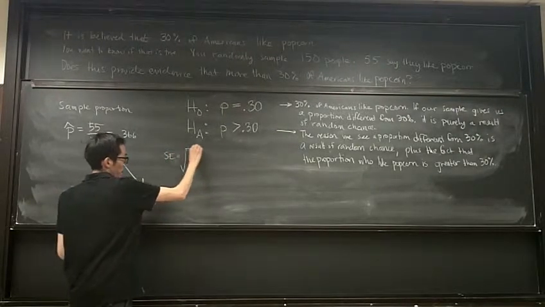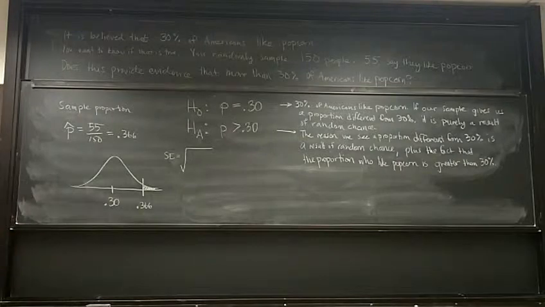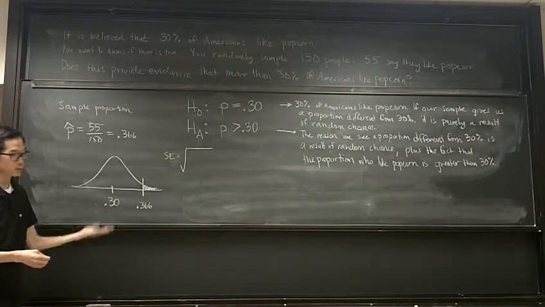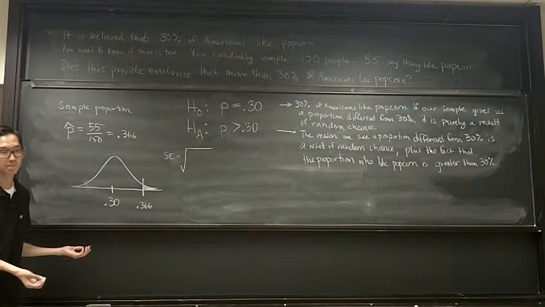Wait, which one is your test statistic? It's going to be the z-score. The z-score is going to be the test statistic. So we have to find that. And then the p-value is what our z-score gives us, right?